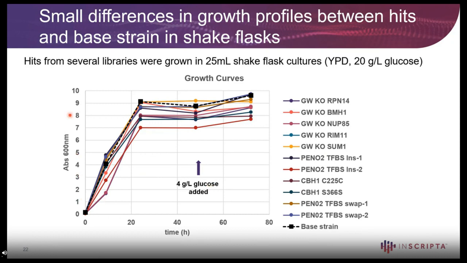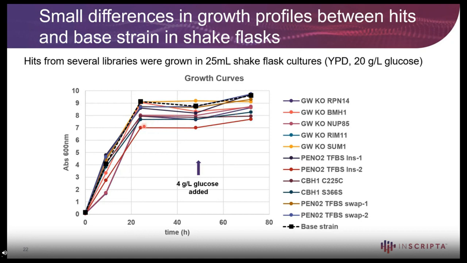So this is showing the absorbance at 600 nanometers versus time, basically looking at the different growth curves. And the base strain here, which is shown as a black dotted line, you can see it right here. It basically has a normal growth curve. Several of the hits have very similar growth curves, but it was also interesting to note that many of the hits had lower growth curves, although not significantly different.